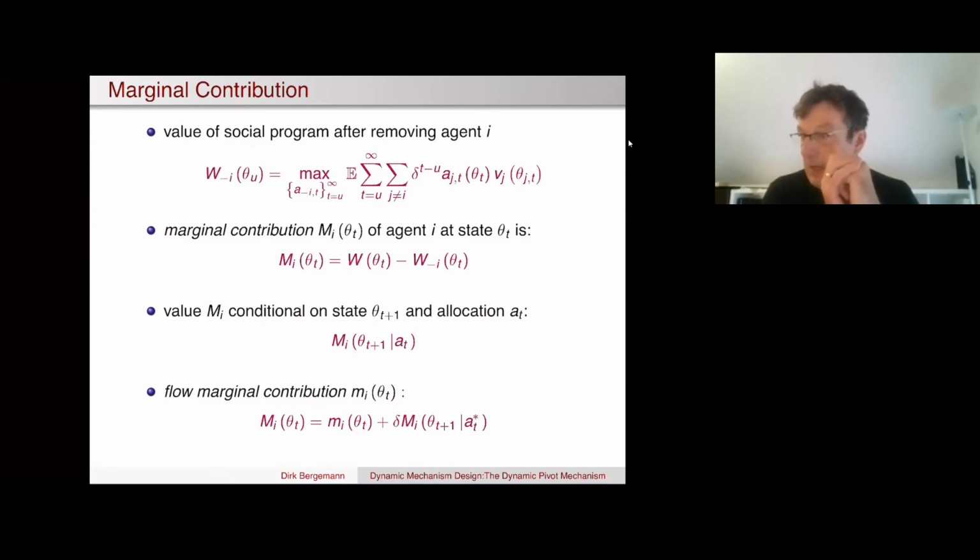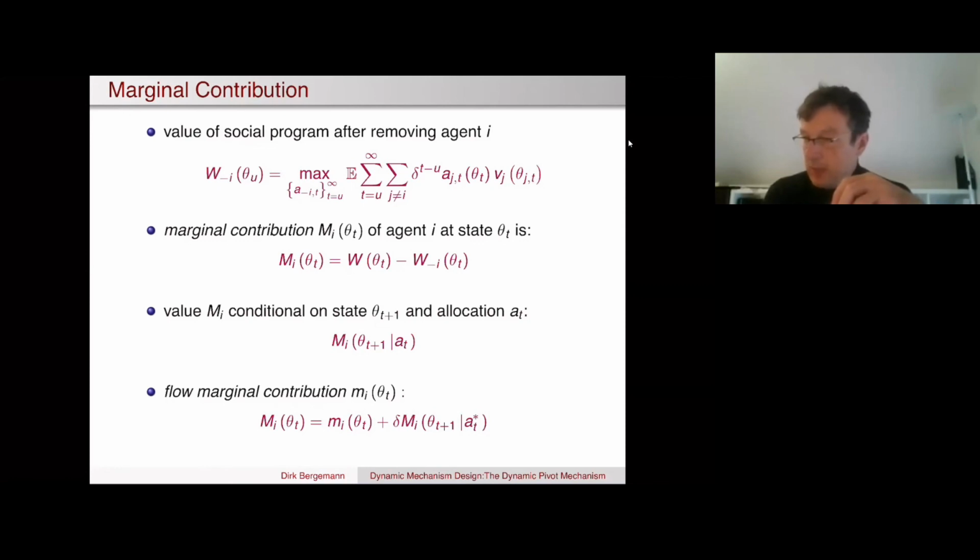So if at any point in time, let's call this U, we are removing agent I, then we can simply have a problem that maximizes the social program for all of the remaining agents. And we want to think about the marginal contribution that agent I makes as simply the difference between the value of the social program in the presence minus the social value in the absence of agent I. Now notice that here we are talking about the entire social value over the entire future stream of decisions. So this W is not a single static utility, but is rather the value function of the social problem.